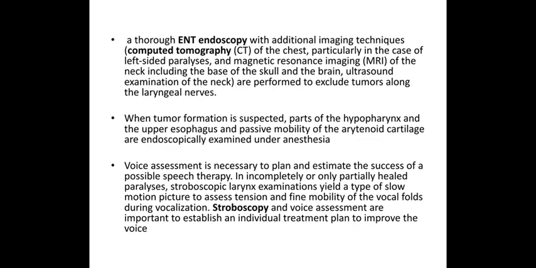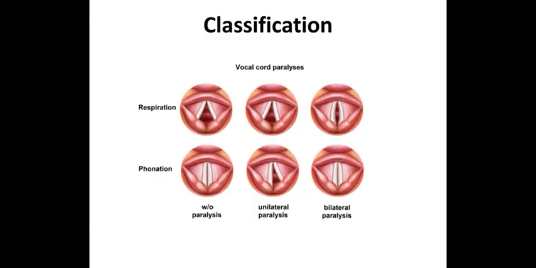An ENT endoscopy with additional imaging techniques, computed tomography of the chest, particularly in case of left-sided paralysis, magnetic resonance imaging of the neck, including the base of the skull and the brain, and ultrasound examination of the neck are performed to exclude tumors along the laryngeal nerves. When tumor formation is suspected, parts of the hypopharynx, the upper esophagus, and the arytenoid cartilage are examined under anesthesia. Classification: unilateral paralysis, bilateral paralysis.